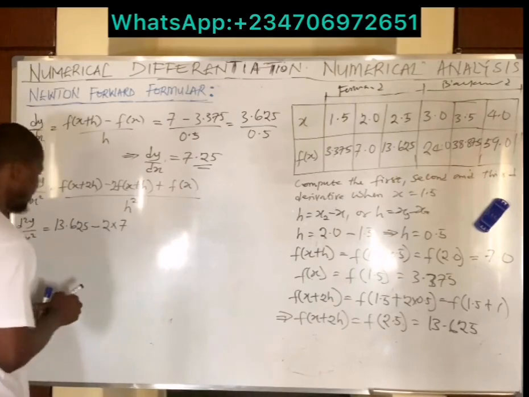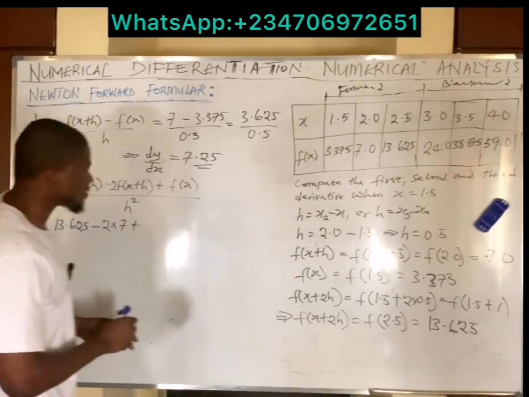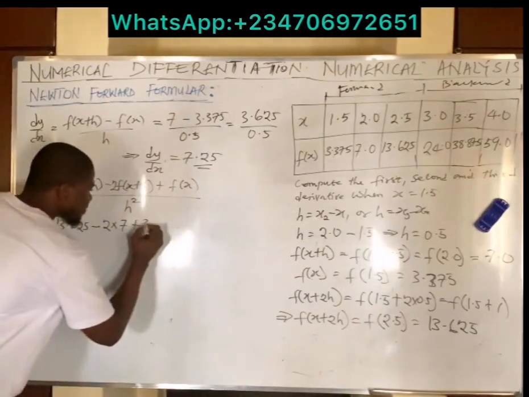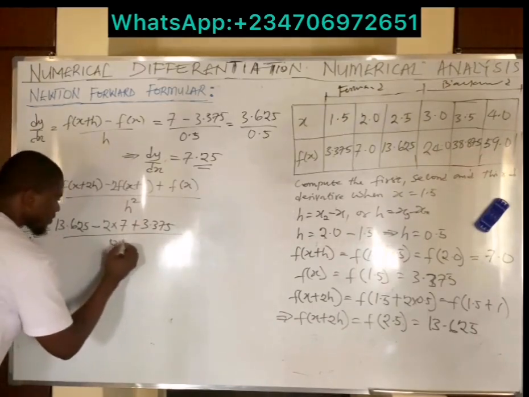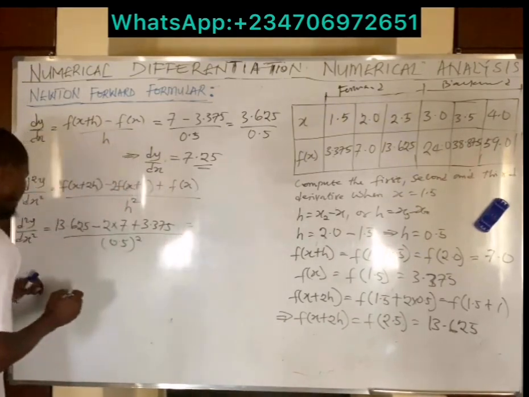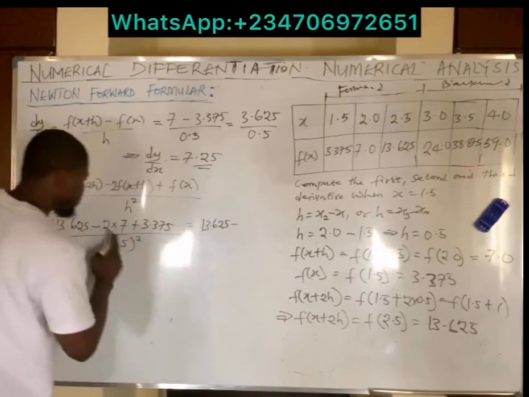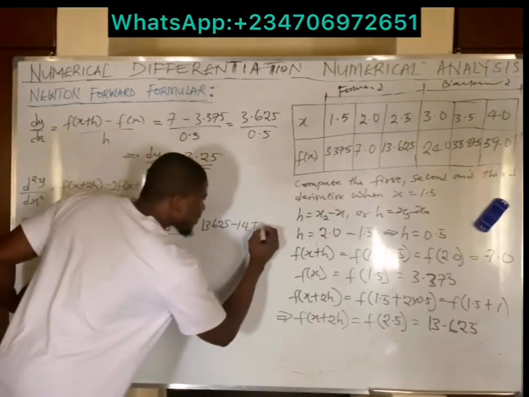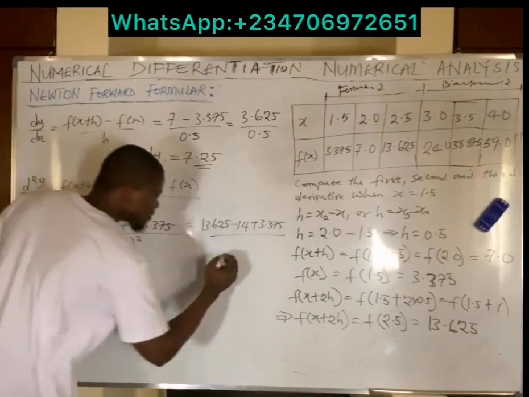Okay, so minus 2 times 7 plus f of x, and f of x itself gave us 3.375. So plus 3.375 divided by h squared, which is 0.5 all squared. Okay, so this is equal to, we have 13.625, minus 2 times 7 is 14, plus 3.375, divided by 0.5 squared gives us 0.25.